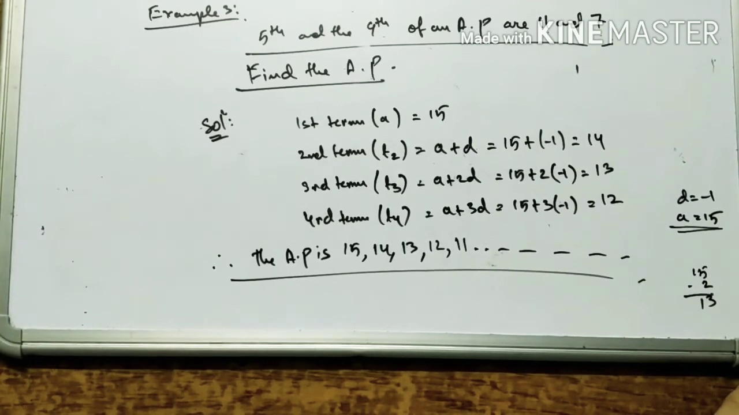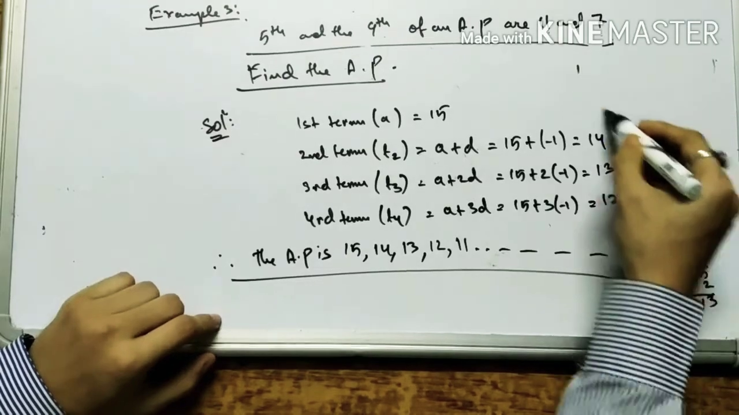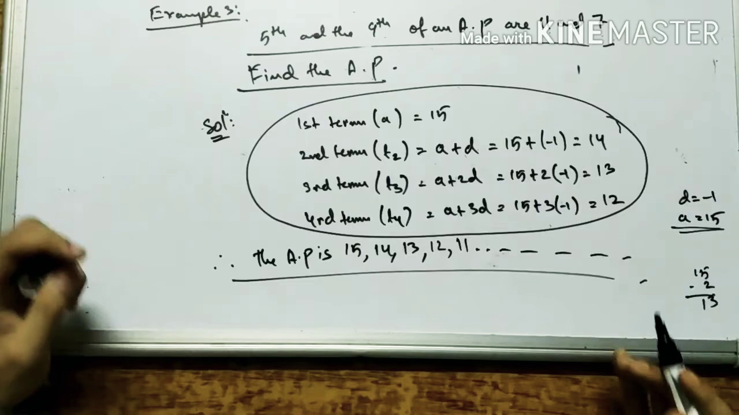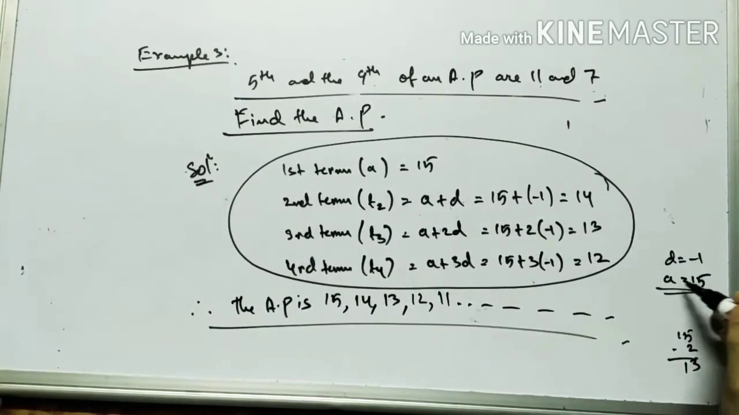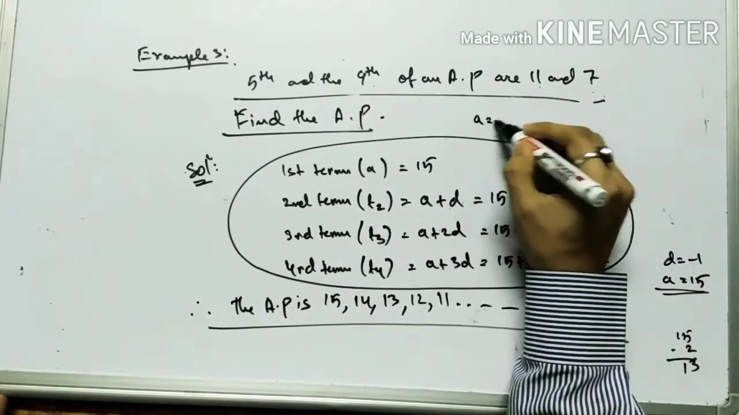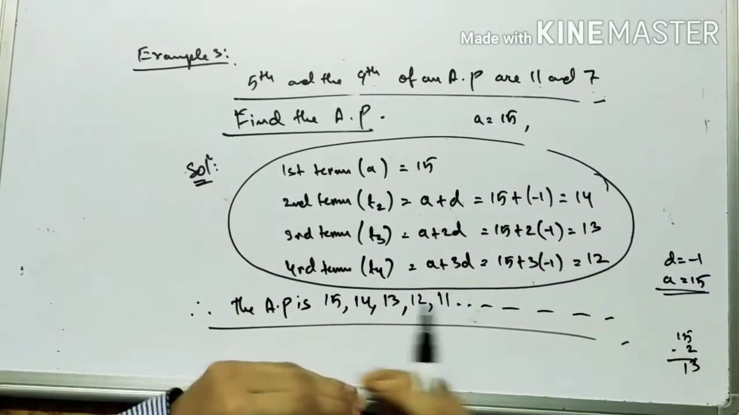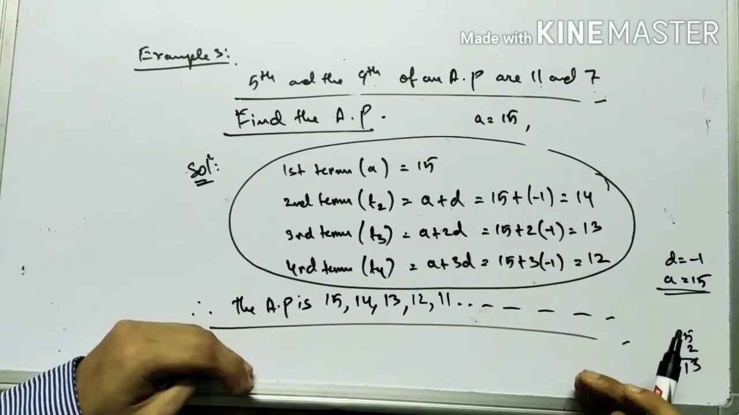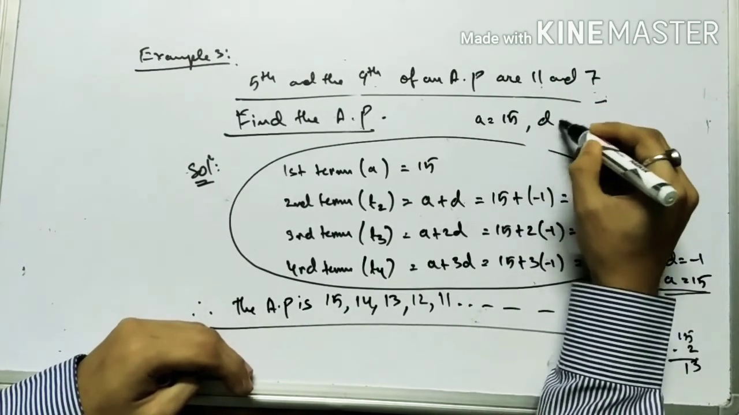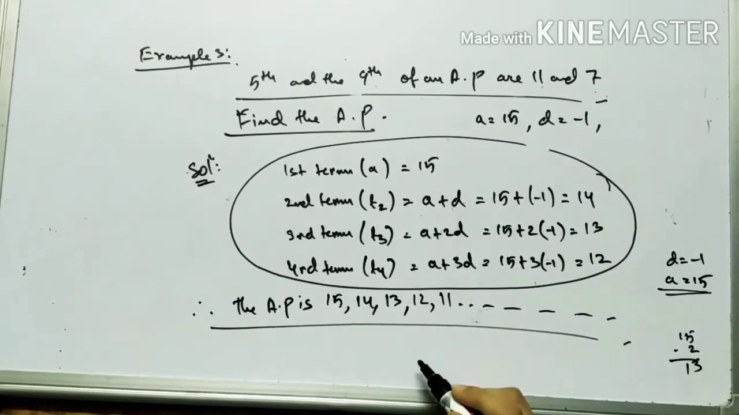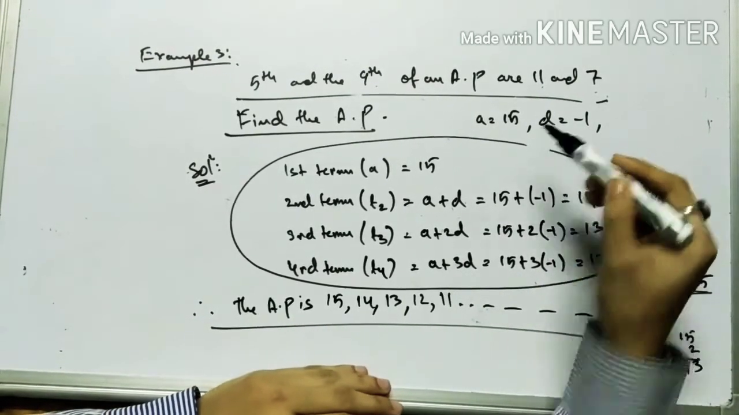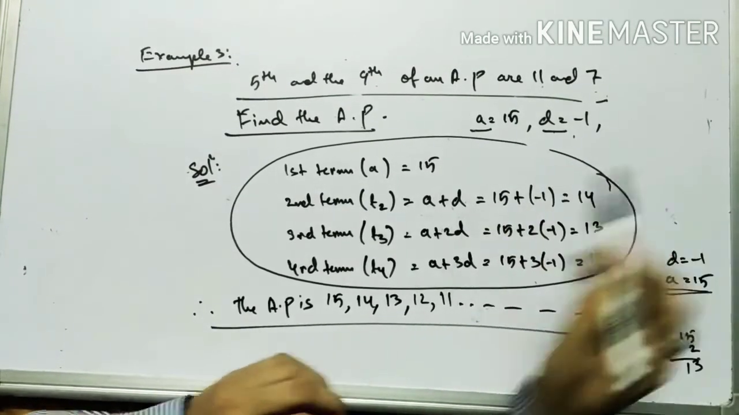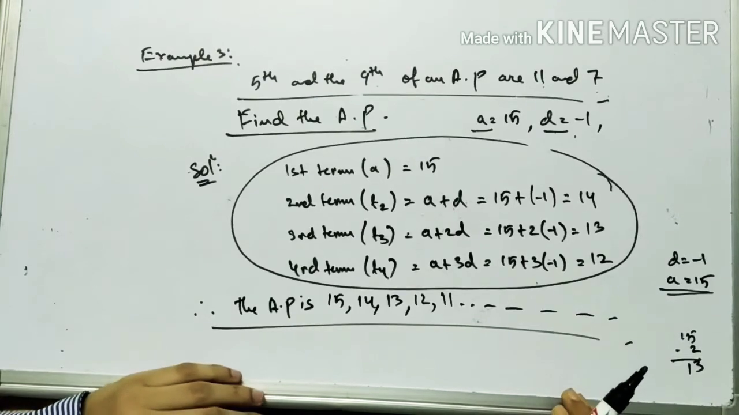Understand? So without doing these things also you can directly calculate the AP. One thing you remember: to make the arithmetic progression, what information do I need? The first term I need, the common difference I need. With the help of these two pieces of information I can make the arithmetic progression.